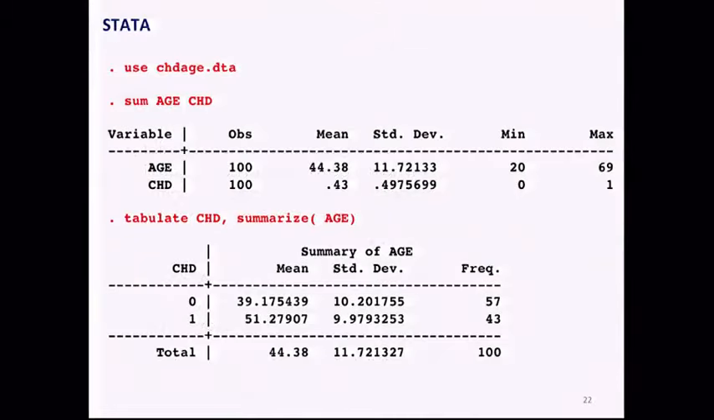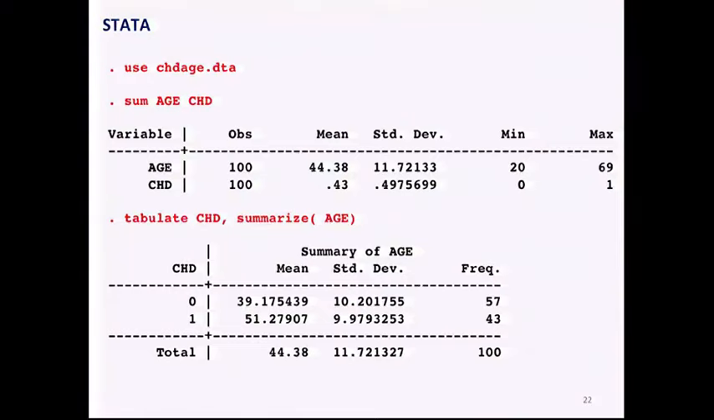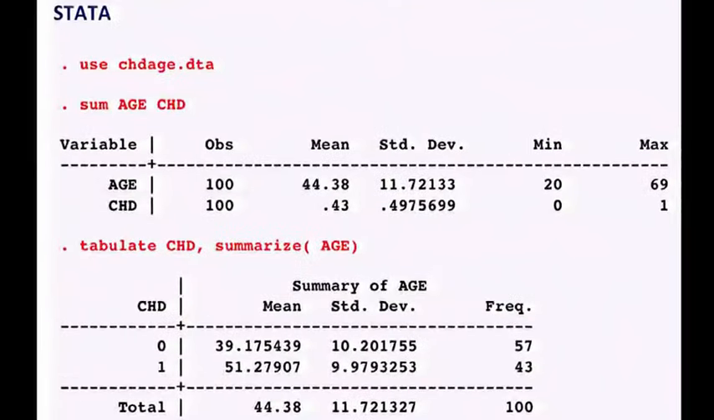So welcome back, and I want to now show you how this works. In STATA, we find a data set, and again, you will have this data set available to you online. I'm going to use the data set called CHD age. All STATA data sets have a .dta, so anytime you see a .dta, you know it's a STATA data set.